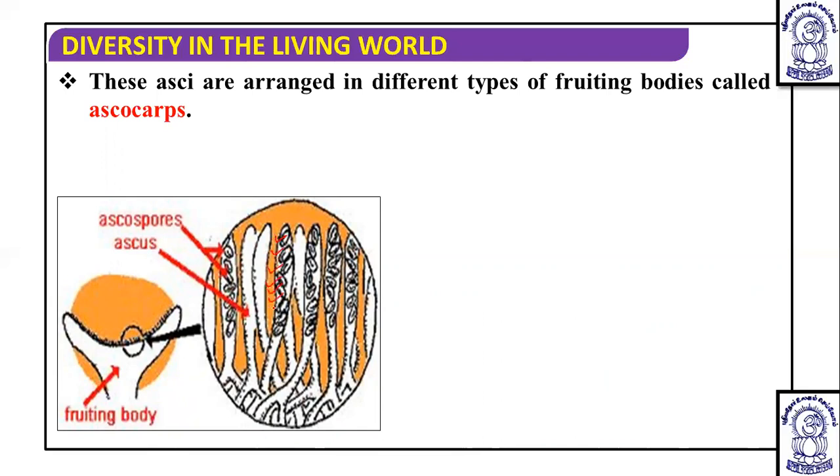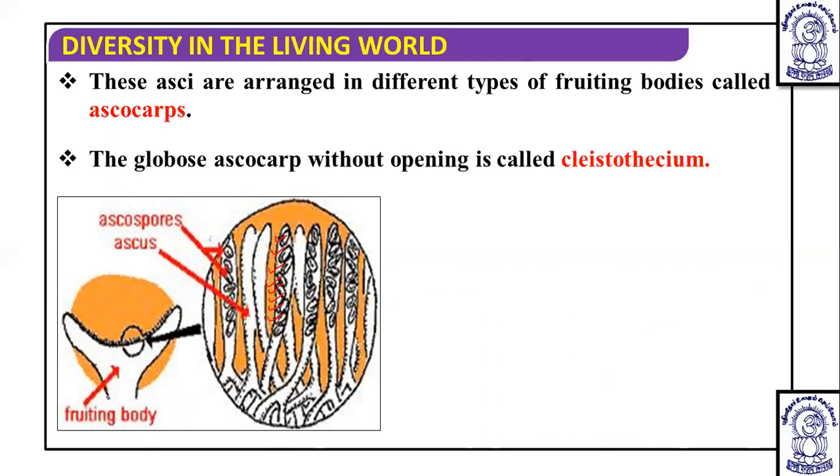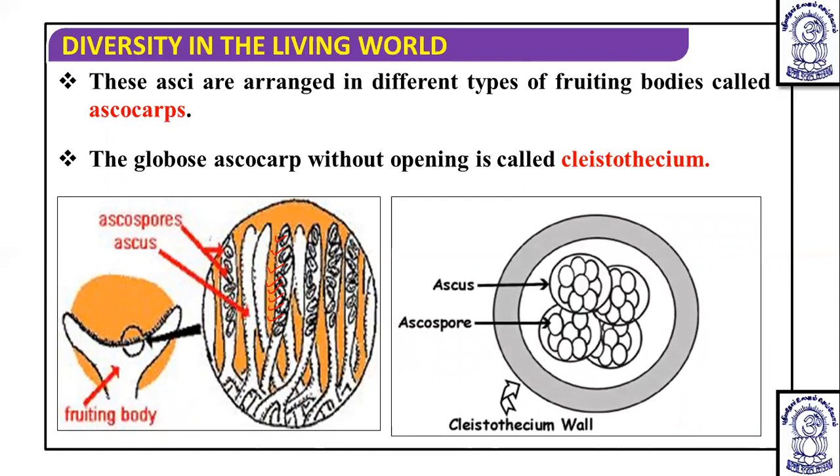within the ascus. The globose ascocarp without an opening is called cleistothecium. Like this, a completely closed ascocarp is known as cleistothecium. Here the cleistothecium ascocarp diagram is given. You can see that ascospores are produced within the particular globose structure and covered by the cleistothecium wall, so it is giving a closed appearance. So it is known as cleistothecium.